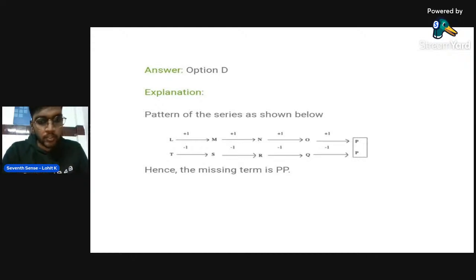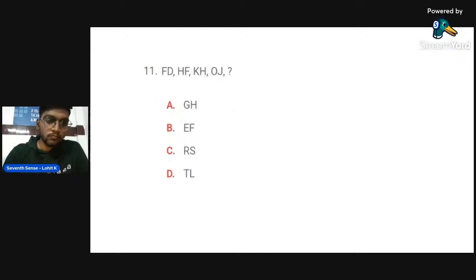So what is the answer you're going to get? That is O plus 1, which is 16. 16 is nothing but P here. Okay, so Q minus 1 is how much? 17 minus 1 is 16. 16 is P here. So the answer is PP for this. Now do this one.